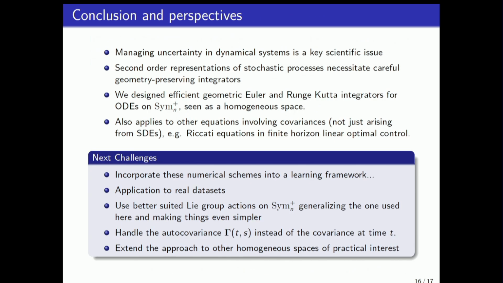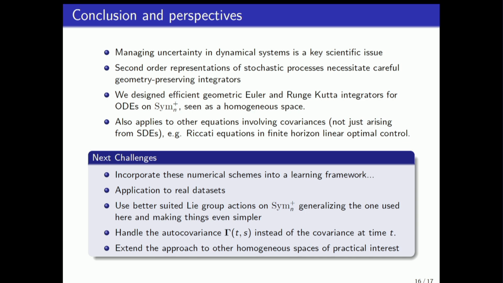And I'll conclude. The motivation stemmed from managing uncertainty in dynamical systems, very important for our applications. One way of representing this uncertainty is to use first and second order representations of stochastic processes, but you need to be careful with covariance matrices. So we've been able to design Euler-Runge-Kutta integrators. That was Runge-Kutta 4, but any explicit Runge-Kutta method we can define, because we are able to take advantage of the structure of homogeneous space.